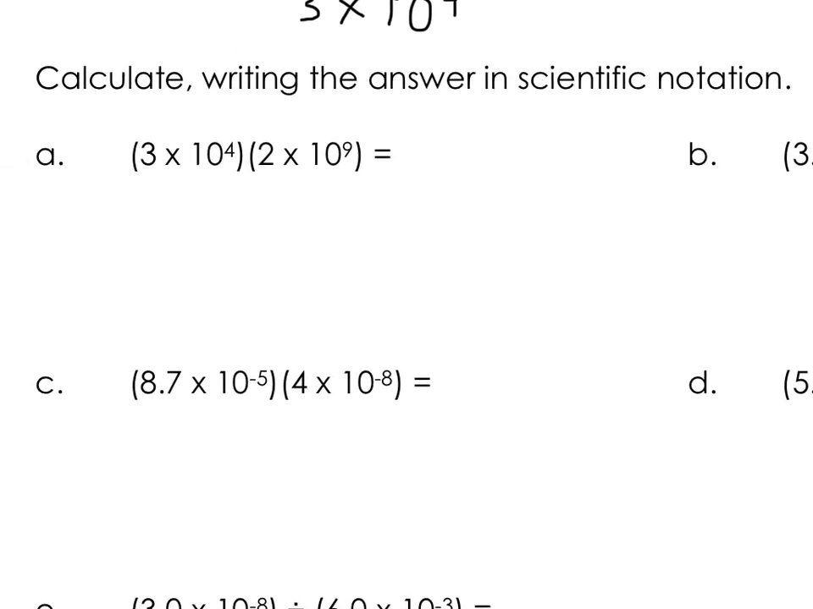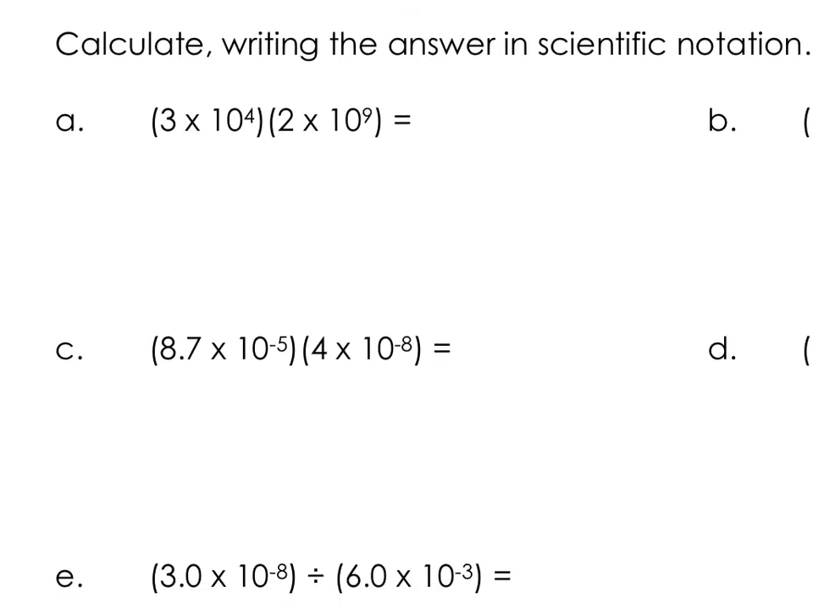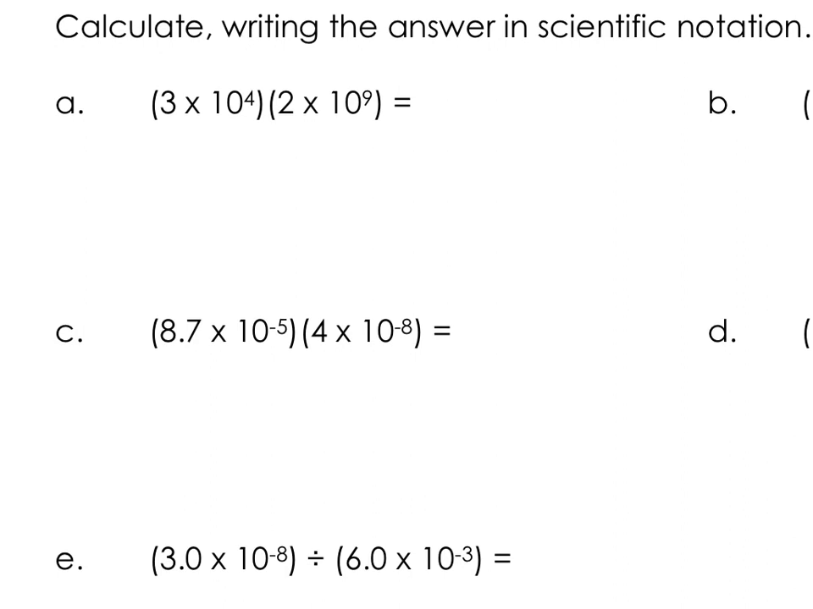So when numbers are in scientific notation, they're easier to calculate. So we can calculate very large and very small numbers very easily. So when we're multiplying this first example A, we have 3 times 10 to the 4th times 2 times 10 to the 9th. We know that multiplication is commutative. You can change the order in which you multiply.